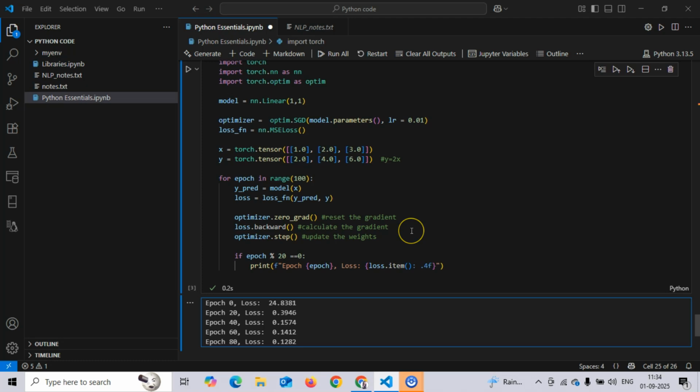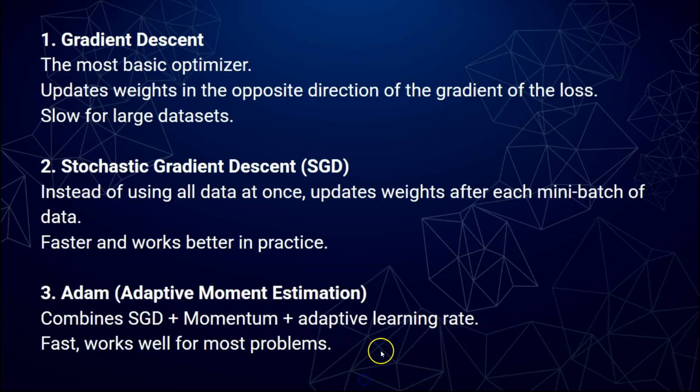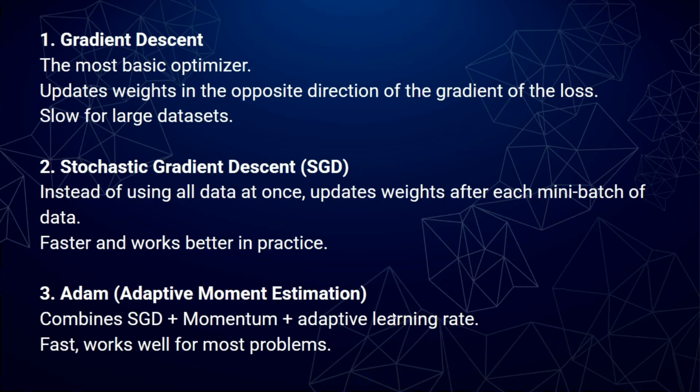So this was the overall understanding about the SGD optimizer. Now moving on to the next one, which is the Adam optimizer. Let's understand what an Adam optimizer is. The full form is adaptive moment estimation. The Adam optimizer is just like SGD, but way smarter than that. How? The Adam optimizer will adapt the learning rate for each parameter automatically.